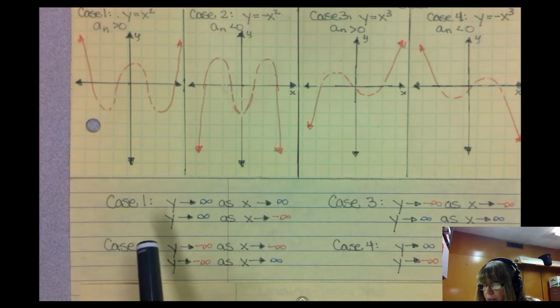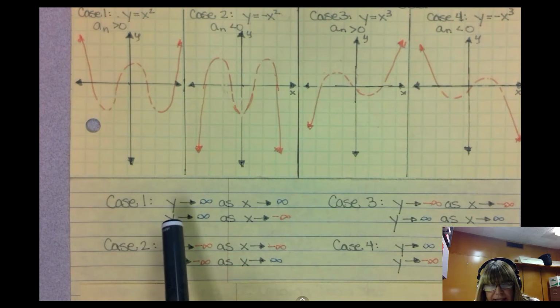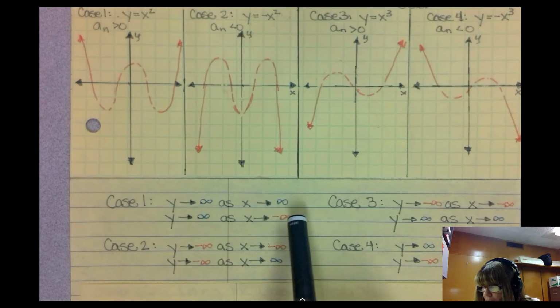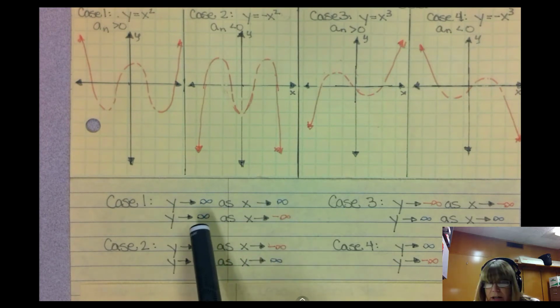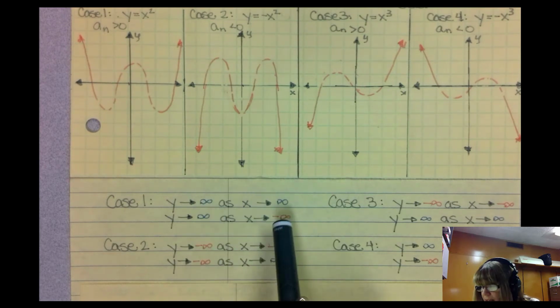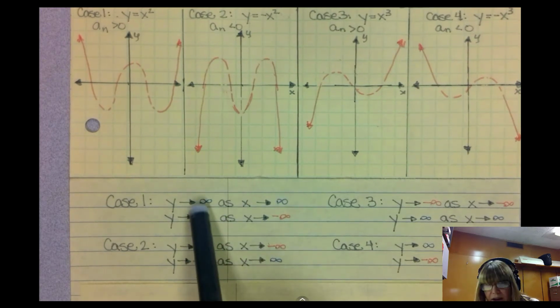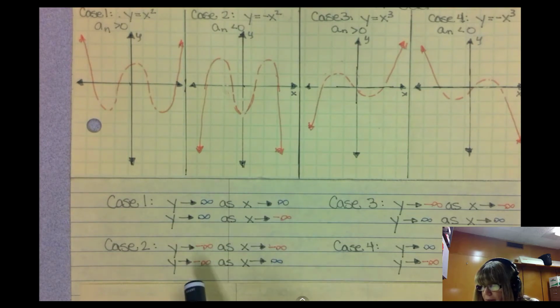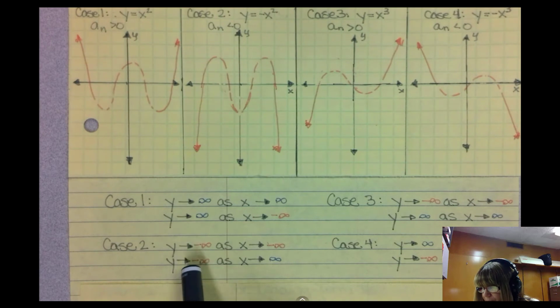And if you notice with the even cases, if our a sub n is greater than 0, then pretty much everything goes positive. Positive infinity is associated with positive infinity, as our y value goes to positive infinity. If our a sub n is negative, our y goes to negative infinity. So those kind of go nicely. Positive a's, negative a's. It's the odd functions you've got to watch out for.